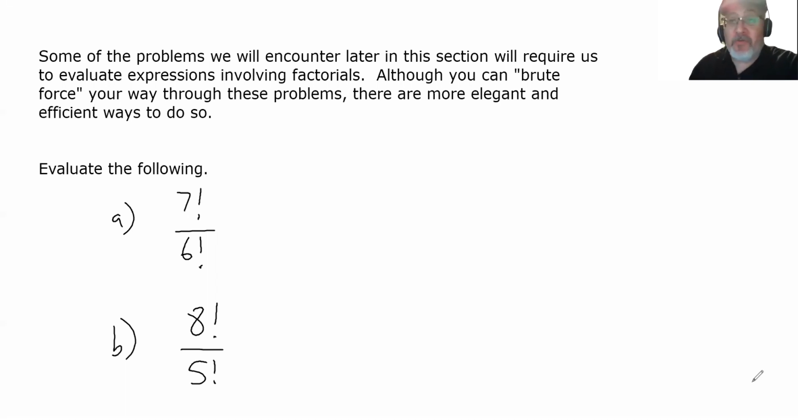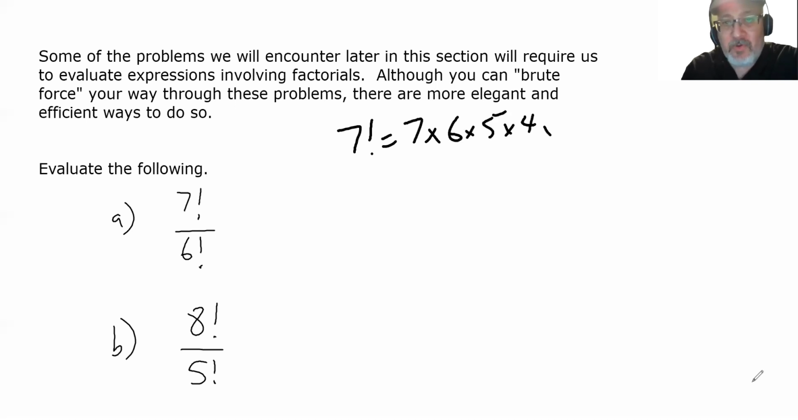Evaluate 7 factorial over 6 factorial. Evaluate 8 factorial over 5 factorial. First, the brute force approach. The brute force approach is to evaluate each factorial individually. 7 factorial being 7 times 6 times 5 times 4 times 3 times 2 times 1. And if you do these enough, you start memorizing them.